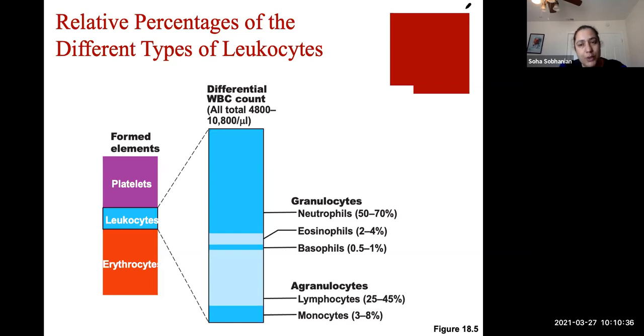EPO is produced, the majority is produced by the kidney. So your kidney produces it, it goes to your red bone marrow, and your red bone marrow produces your red blood cells. Here's the kicker, guys.